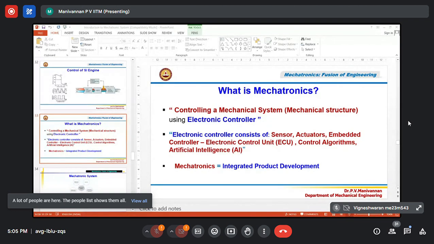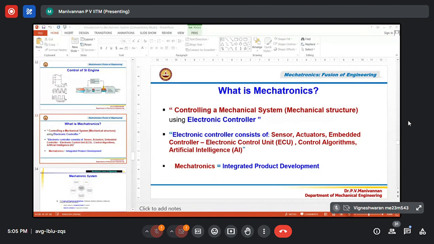In closed loop control, you can use a P controller, proportional controller, or proportional integral controller, or proportional derivative controller. If you want still better control, you can go to proportional integral derivative, called PID controller. Or you can use fuzzy logic or adaptive control, which are nonlinear control algorithms. And you may go for even deep learning, very advanced control nowadays, depending upon the requirement and the cost.